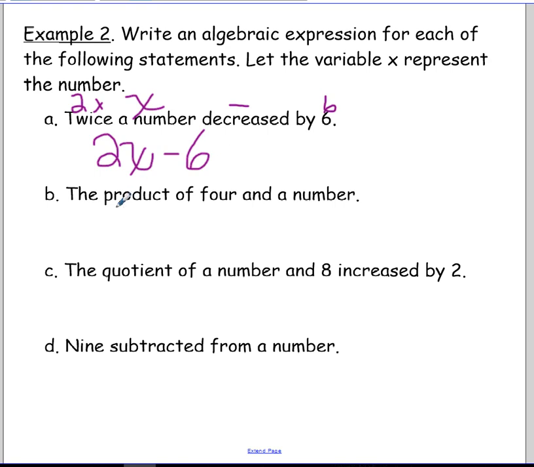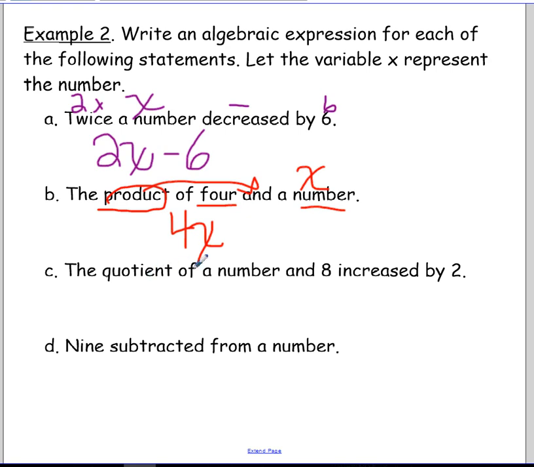The product of 4 and a number. Product means to multiply, and the word and tells us where that multiplication is going. So we're multiplying together 4 and a number. And our number is our unknown. So again, that's going to be x. So 4 times x represents 4x. Again, we don't put that times sign in between. It's understood to be multiplication when they're touching like that.